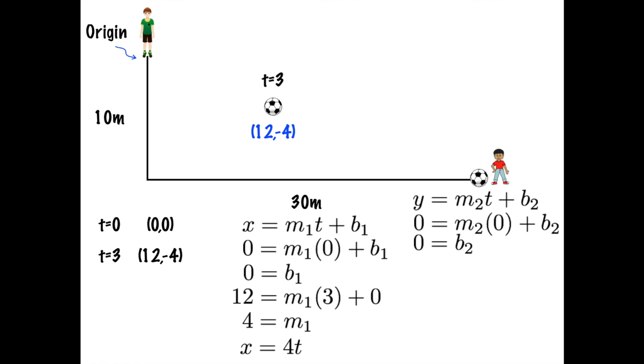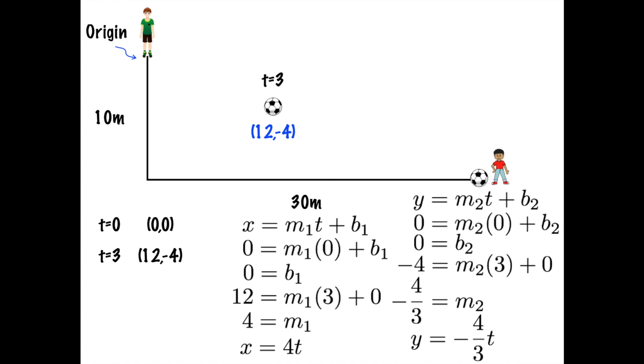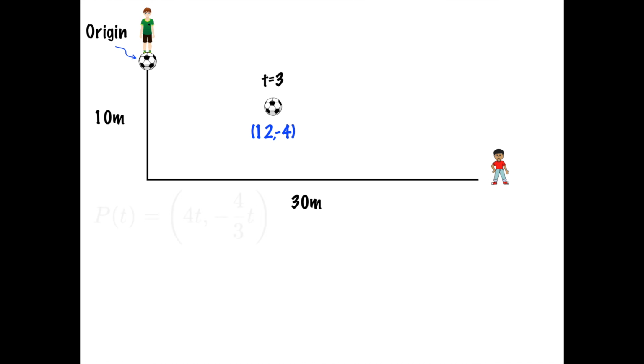Now let's look at the second point. So our y value is negative 4. So we have negative 4 is equal to m2 times 3 plus 0. So m2 is negative 4/3. And our y equation with respect to t is negative 4/3 t. Excellent. Okay. So let's go and put that together. There's our position function. So position with respect to time is going to be 4t comma negative 4/3 t.